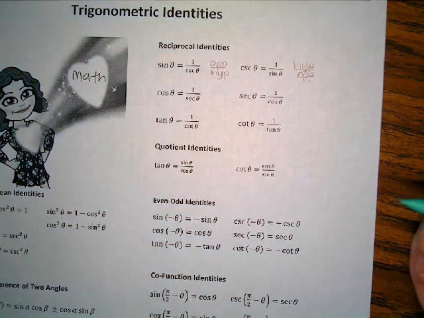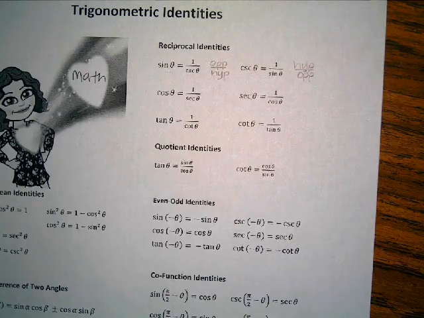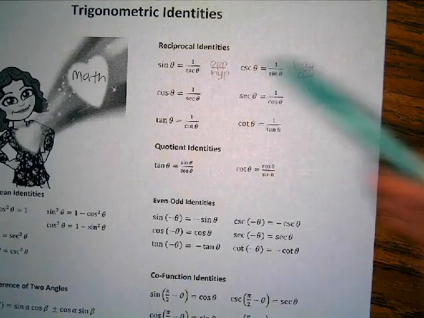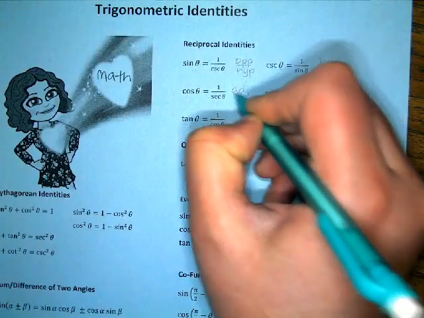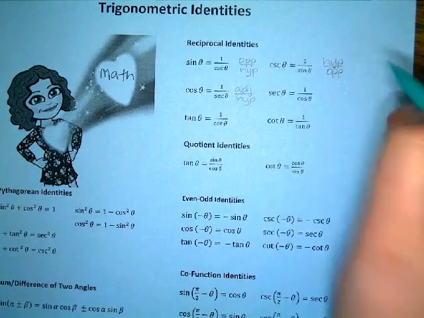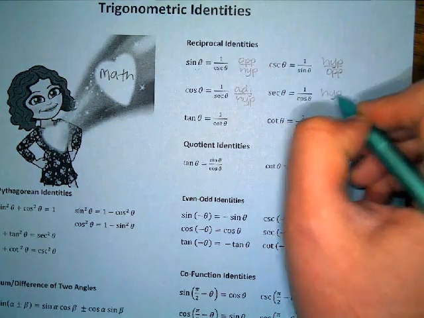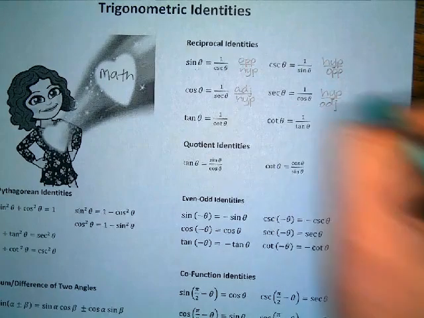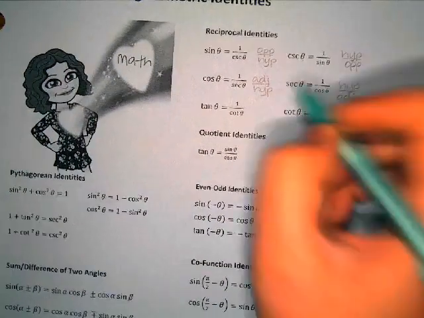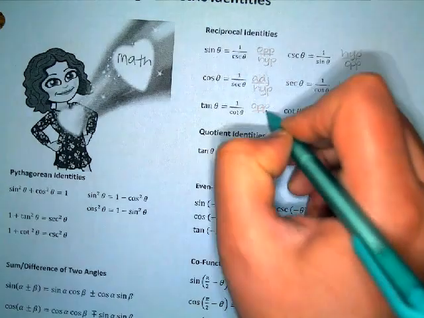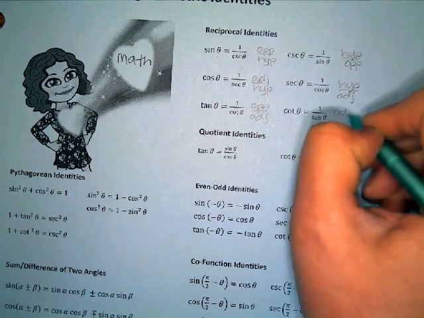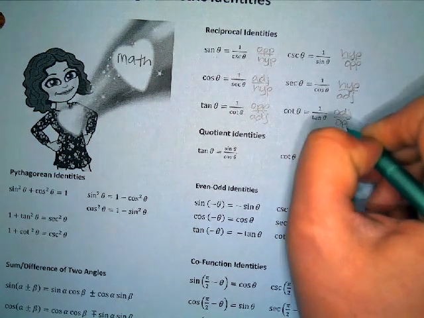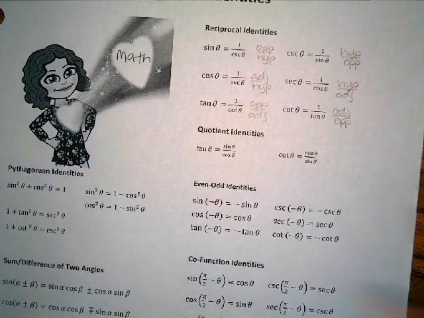Cos is adjacent over hypotenuse, so secant is hypotenuse over adjacent. Tangent is opposite over adjacent, and so cotangent is adjacent over opposite. That's why they're called the reciprocal identities: whatever the ratio or fraction was, you just flip it. That's how you find out what those are.